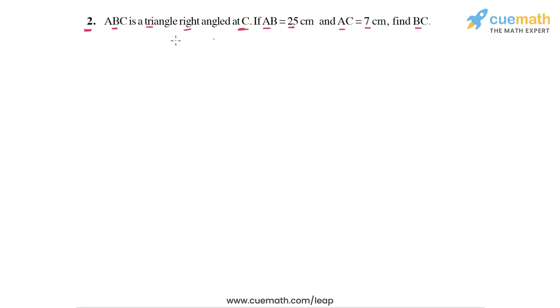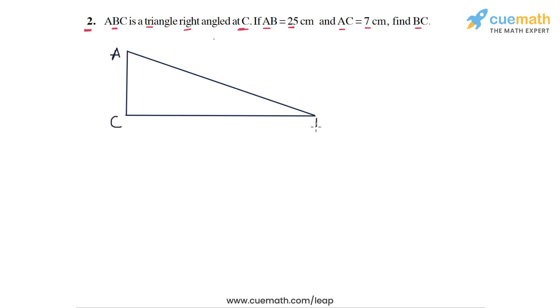Let's draw a triangle ABC with these given lengths. So we have AC as 7 centimeters. Let's draw AC as a vertical segment, and then BC is unknown. So let's draw BC as our horizontal side of the triangle like this. And then this is the hypotenuse AB, whose length we know. Let's label these vertices. We have A, C and B.